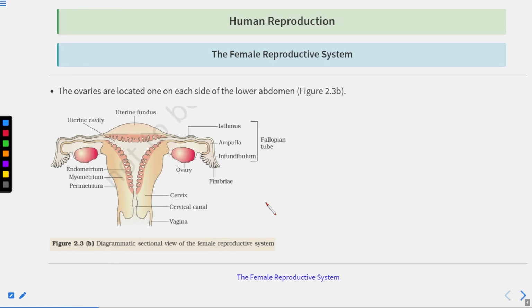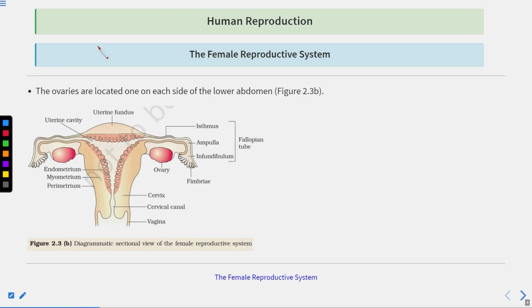Okay, now let's talk about the position of the ovaries. Now, ovaries are located on each side of the lower abdomen. So there is a pair of ovaries, meaning two ovaries are present. And where are they present? They are present on each side of the lower abdomen. So in this image, you can see the position of the ovaries.